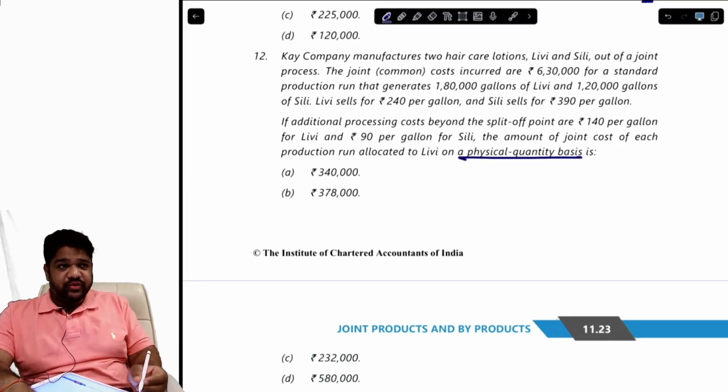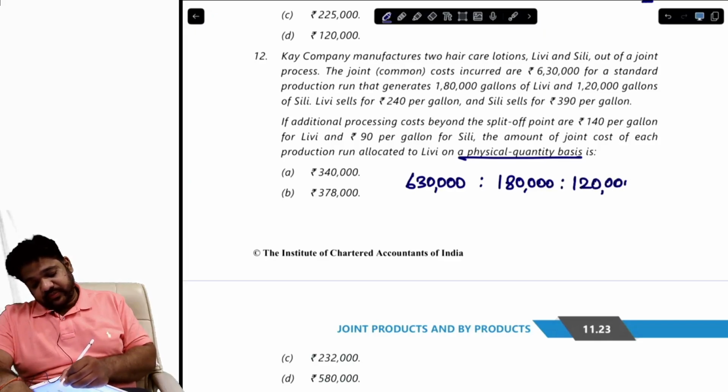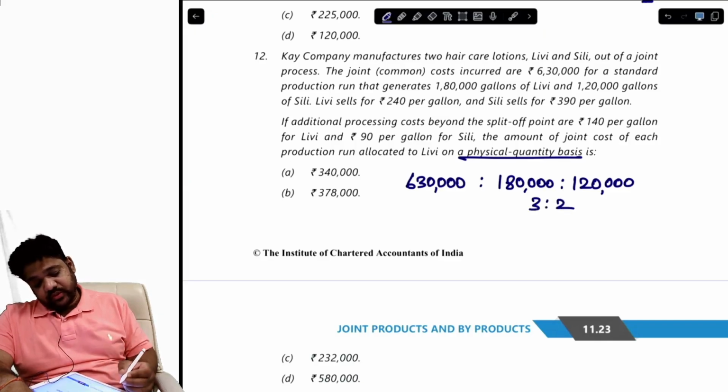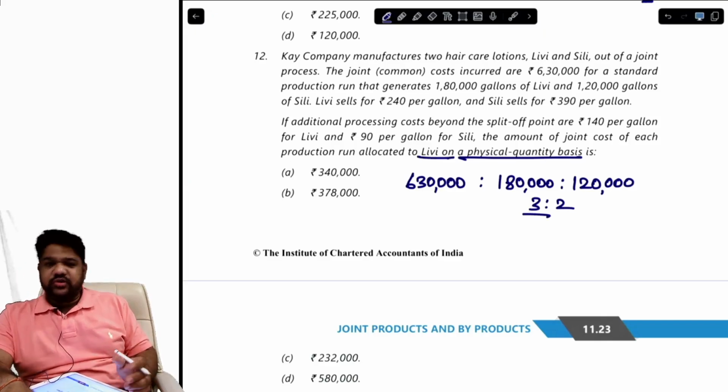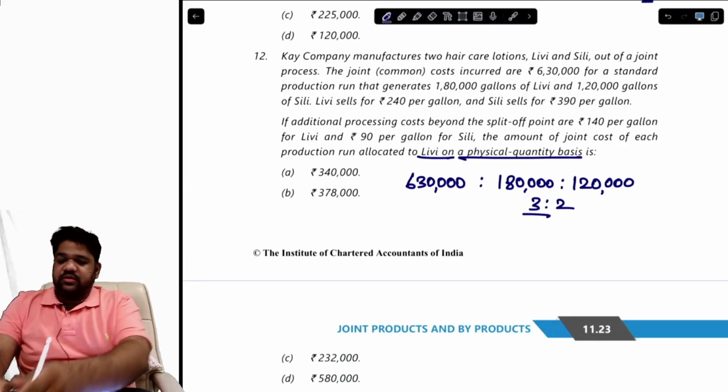Again, they've come down to physical quantity. So we have 6,30,000 of joint cost in the ratio of 1,80,000 is to 1,20,000. So that's like 3 is to 2. This time they've asked for Livy. Livy is the first one. So just 3 is to 2 ratio. One second. Let me see how much is it.